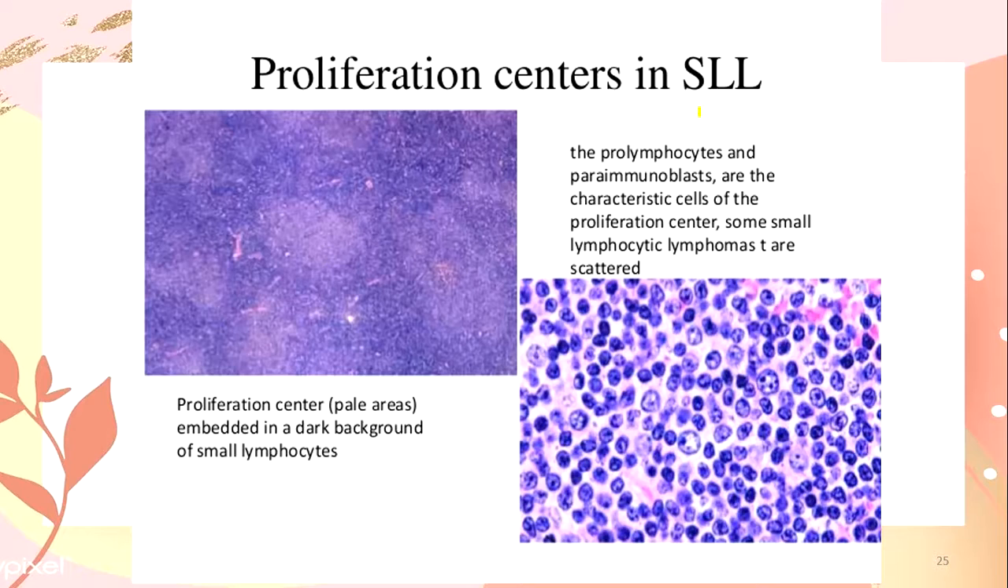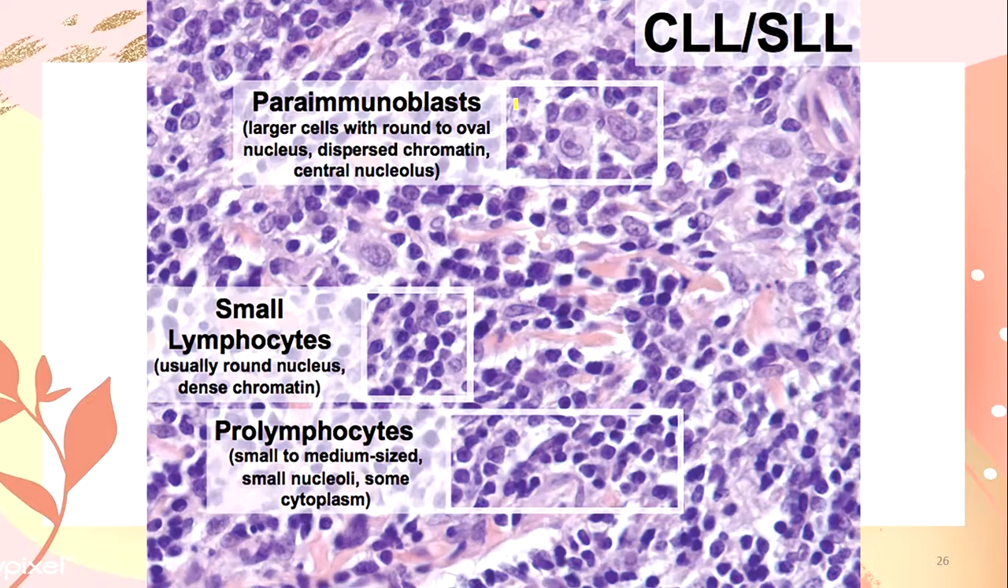The characteristic feature in small lymphocytic lymphoma is the presence of proliferation centers. Proliferation center is basically a pale area which is embedded in the dark background of small lymphocyte, and this proliferation center contains prolymphocytes and paraimmunoblasts. Paraimmunoblasts are larger cells and they have central nucleolus with somewhat dispersed chromatin. Small lymphocytes, usually they are round and they have dense chromatin. No cytoplasm can be appreciated in small lymphocytes.